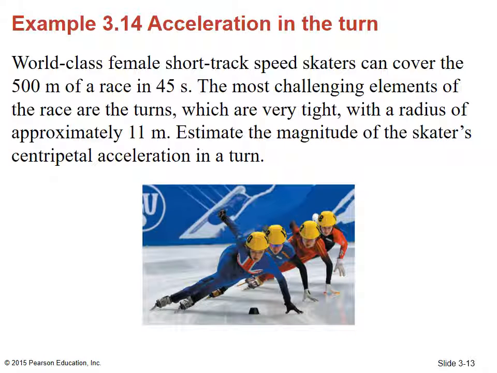World-class female short track speed skaters can cover the 500 meters of a race in 45 seconds. The most challenging elements of the race are the turns, which are very tight, with a radius of approximately 11 meters. Estimate the magnitude of the skater's centripetal acceleration in a turn.